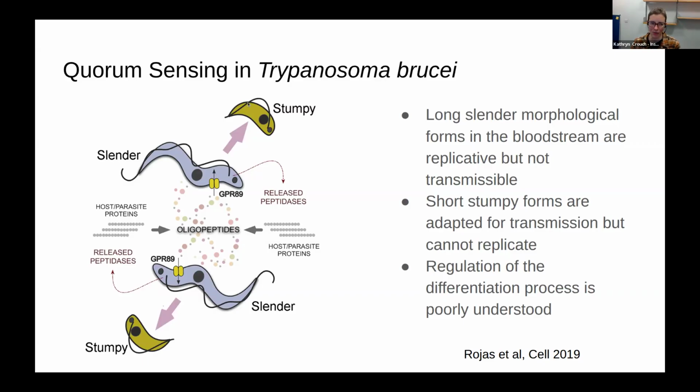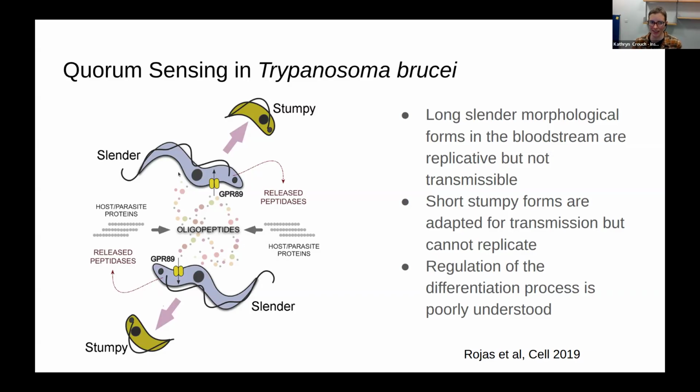So for a long time, we knew that there was some form of quorum sensing happening to get from slenders to stumpies. We knew that if the population density got to a certain point, they would differentiate. And we also knew that if you put certain supplements in the media, it would force differentiation, but we didn't actually know what the signal was.